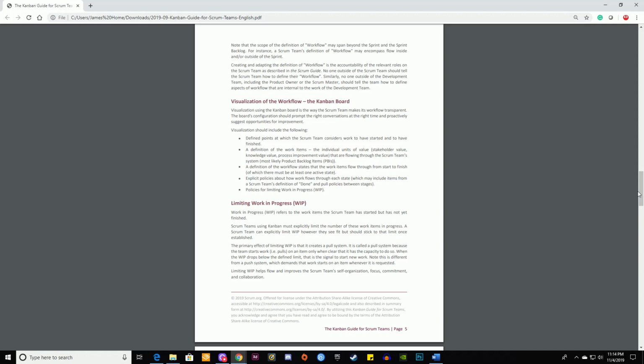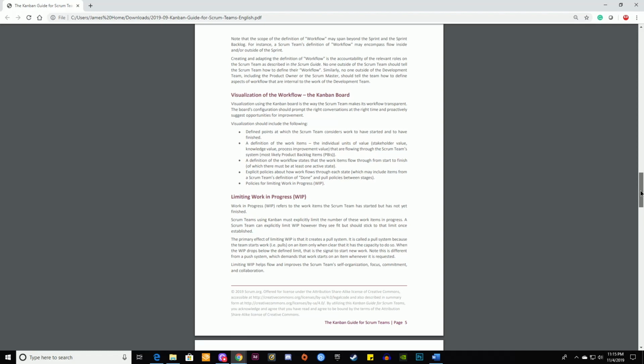The primary effect of limiting WIP is that it creates a pull system. It is called a pull system because the team starts work, i.e. pulls, on an item only when clear that it has capacity to do so. When the WIP drops below the defined limit, that is the signal to start new work. Note, this is different from a push system, which demands that work starts on an item whenever it is requested. Limiting WIP helps flow and improves the Scrum team's self-organization, focus, commitment, and collaboration.